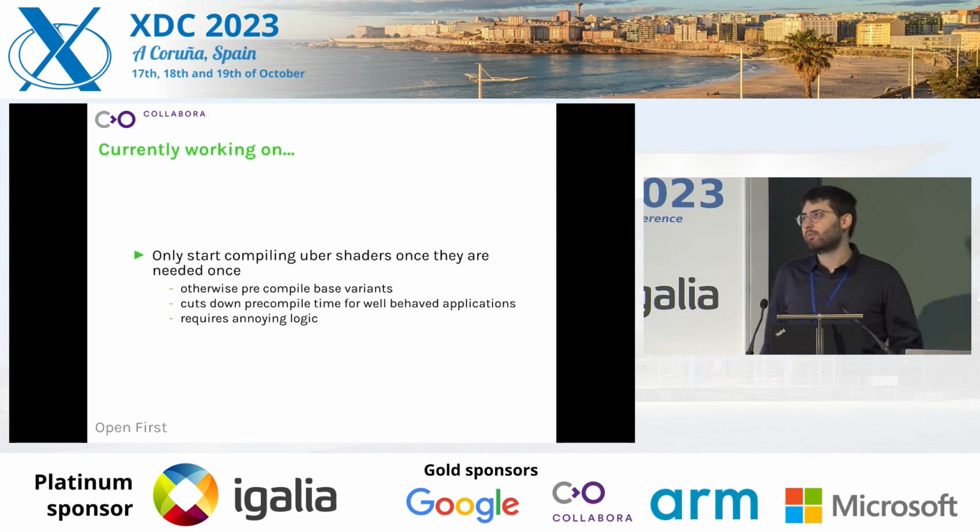So currently, one of the things I'm working on is only starting compiling Uber shaders once they're needed at least once. The idea being, if an application never uses any legacy features, we don't want to pay the price for compiling Uber shaders. So we start by using the old logic of pre-compiling base variants, and then as soon as we need the Uber shader once, we start compiling those.